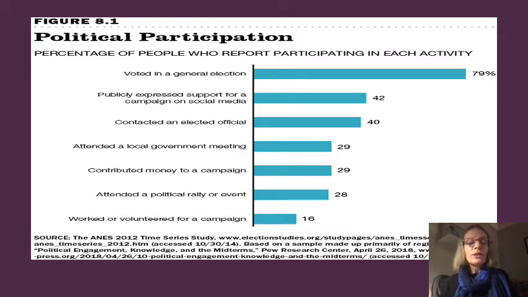So, 42% of people say that they publicly express support for a campaign on social media. So it's that new form of digital political participation. Contacted an elected official, 40%. I was sort of surprised by that. Attended a local government meeting, 30%. So you can compare. I know a lot of you are youngins, and so you haven't had lots of opportunities to get involved in politics. But you can take a look at that and compare yourself to the other humans.